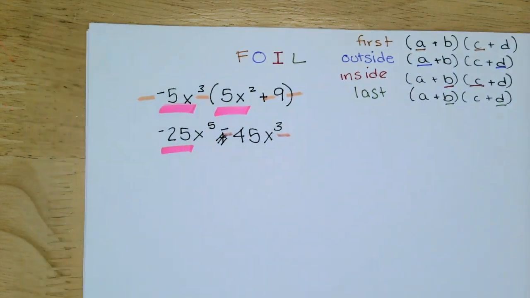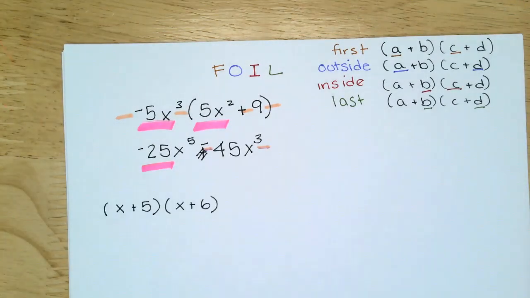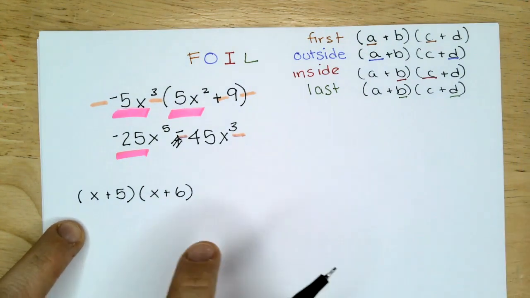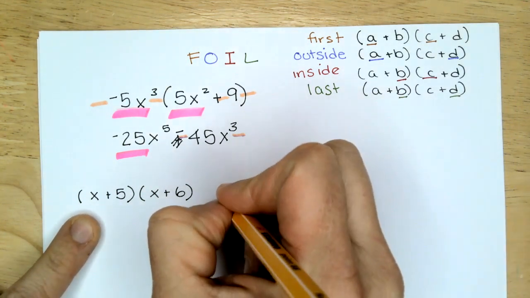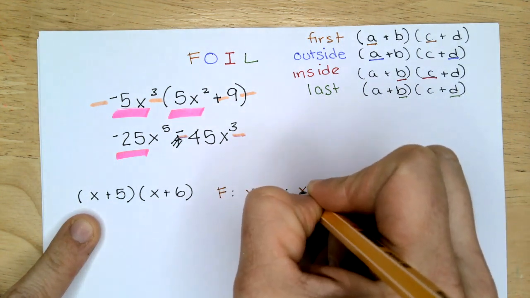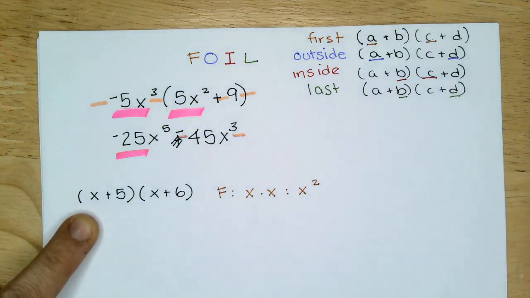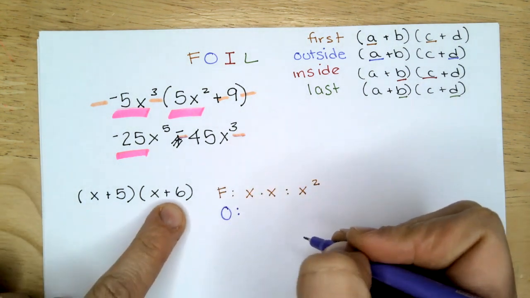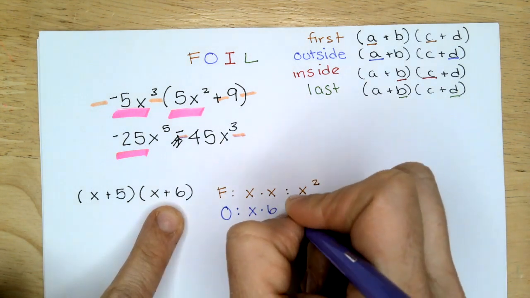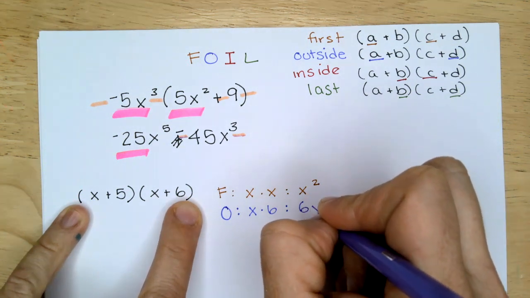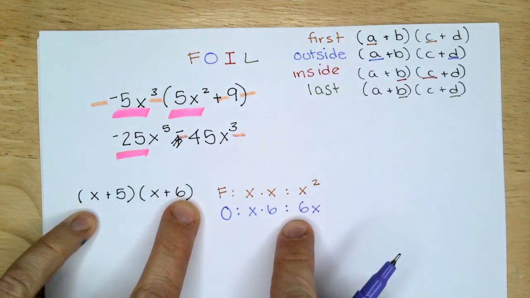First example. X plus 5 times x plus 6. So our first term is going to be x times x. X times x just becomes x squared. Then you have your O for the outside terms. Our outside terms are x times 6. But I always like to have the number first. So it's just x times 6, but I'm going to call it 6x. So the number is in front of the variable.